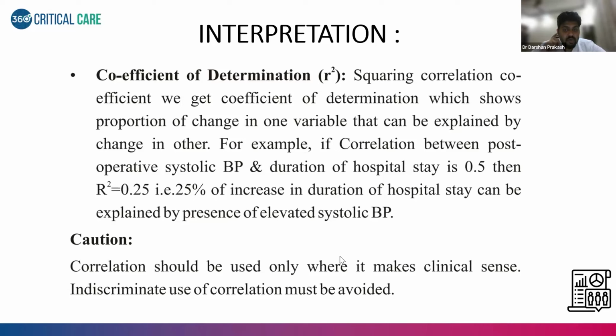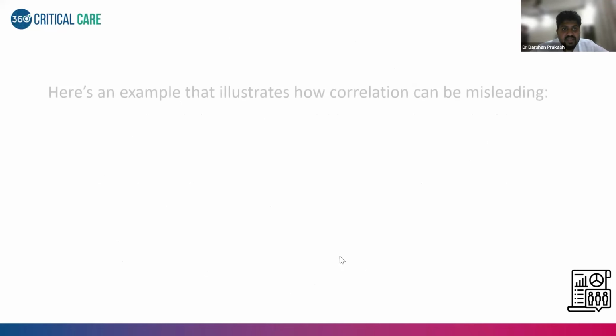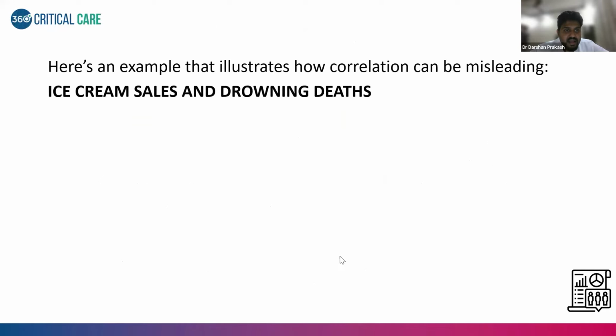Most importantly, remember, correlation should be used only when it makes clinical sense. Here we looked at whether elevated systolic blood pressure in the post-operative period increased the length of hospital stay, and by this calculation we got a 25% explanation of the length of stay. Does it always make sense is what we need to question. Sometimes this type of correlation can be misleading. Let us take an example of ice cream sales and drowning deaths.